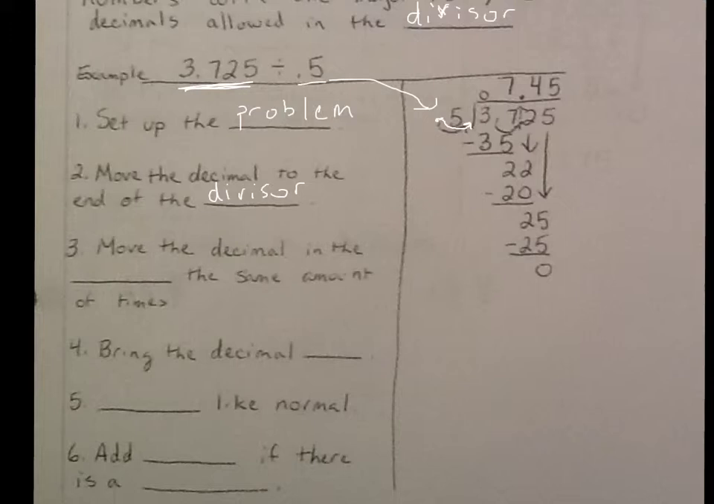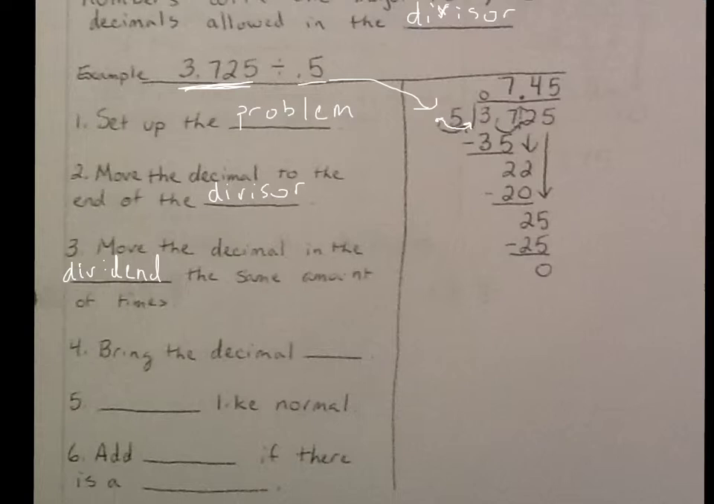Now, step 3. And remember this with fractions, right? Whatever you do to the top, you've got to do to the bottom. Well, this is kind of like a fraction. Dividing and fractions are basically the same thing. And so what you're doing here is whatever you do to the outside, you have to do to the inside. Because we moved the divisor's decimal to the end, however many times you move the decimal on the outside, you have to move it the same amount of times on the inside. So it says move the decimal in the dividend the same amount of times.